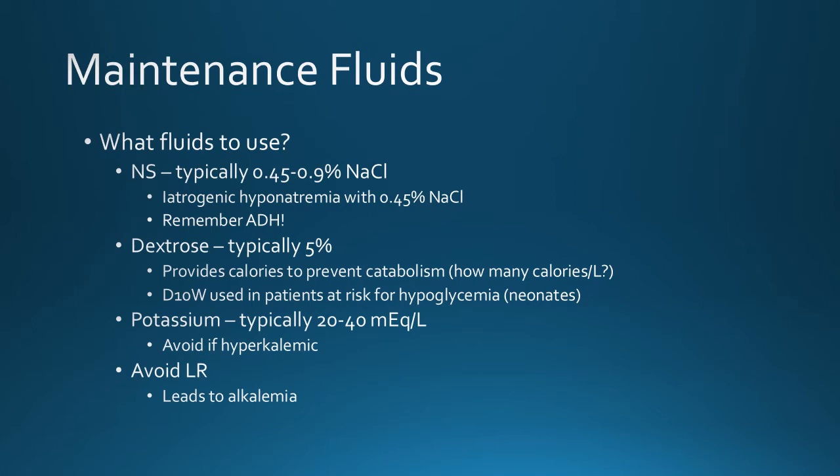And then usually we will avoid LR for maintenance fluids, because remember that lactate gets converted over to bicarb eventually. You don't want that to keep running continuously because it can lead to alkalemia. We don't want that to happen. So normally NS containing fluids or sodium containing fluids are what our maintenance fluids are going to be running off of. Okay.